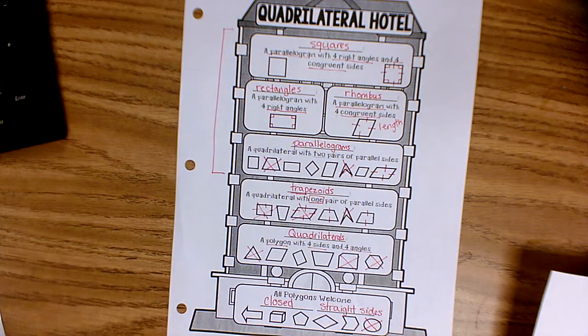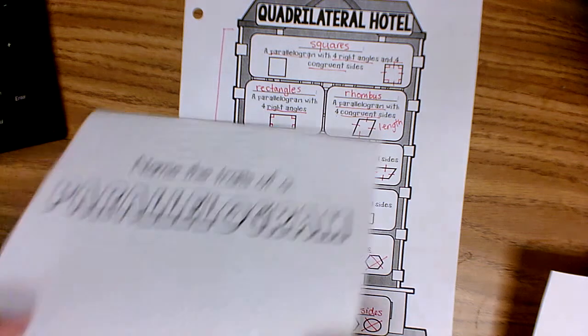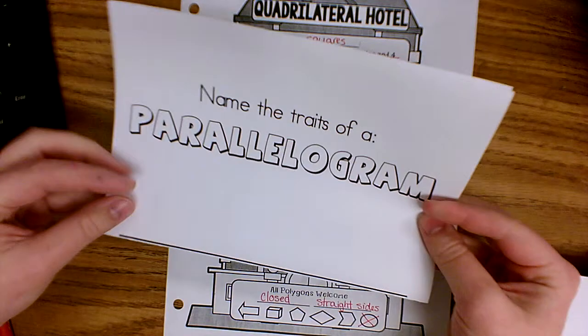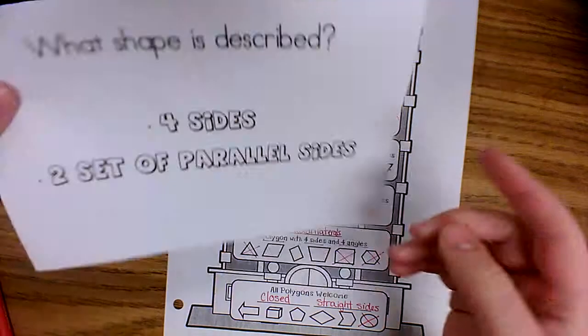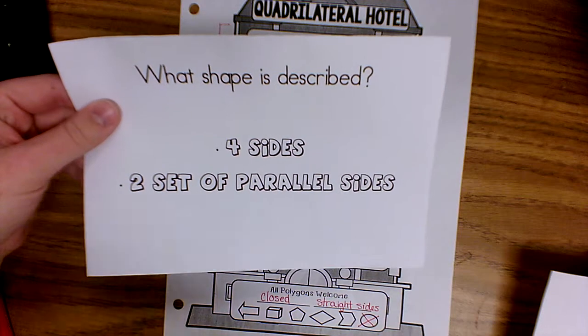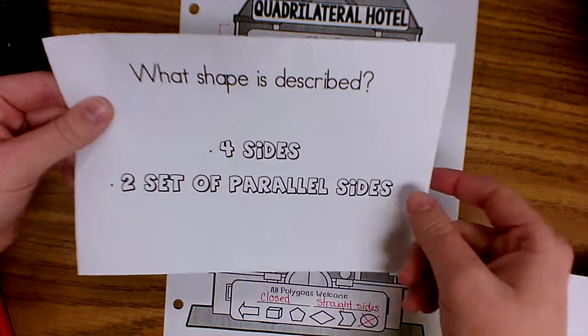I'm also going to send home some flashcards that you can simply fold over and then use multiple ways, front to back, so they can name the traits of a shape. The traits are on the back, or they can decide what shape is being described with those traits.